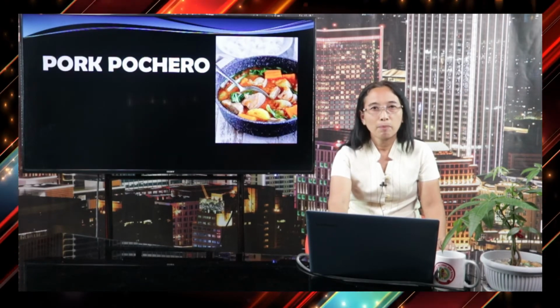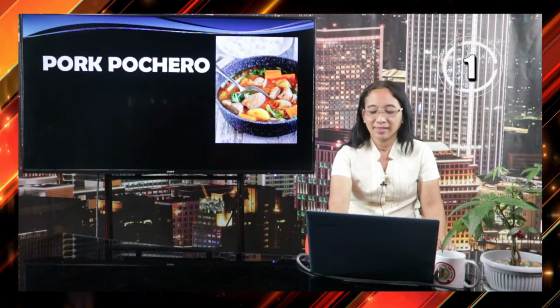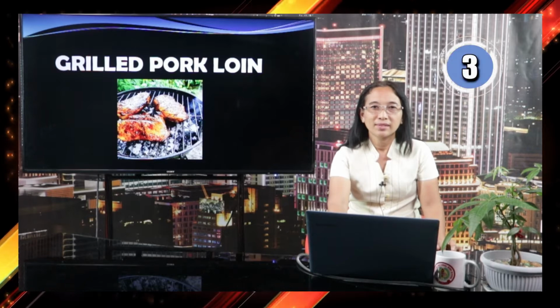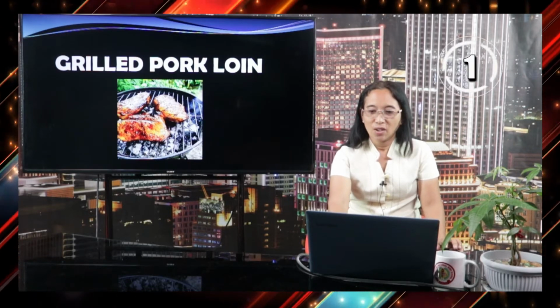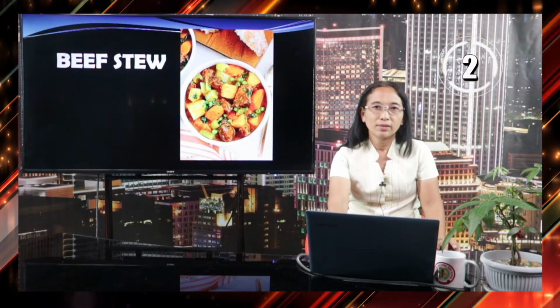Number 1. Pork pochero. The answer is moist heat cooking. Number 2. Grilled pork loin. The answer is dry heat cooking. Last number, beef stew. The answer is moist heat cooking. Did you get a perfect score?